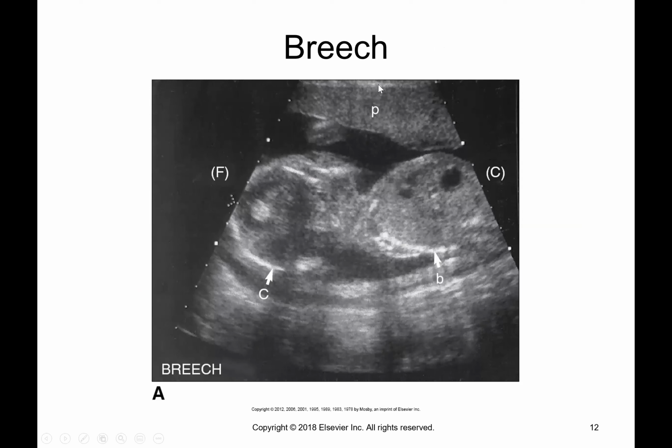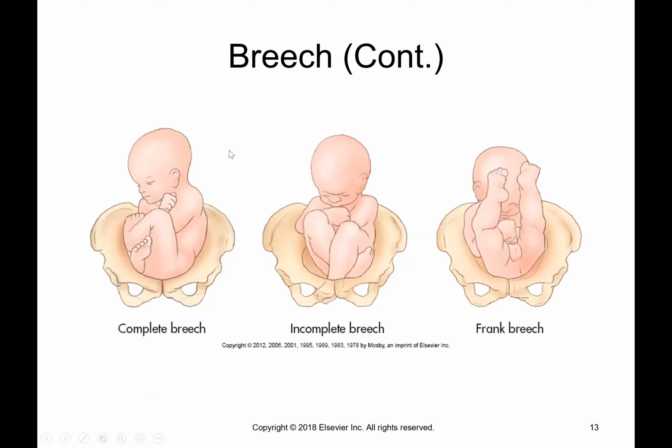So this is a sagittal view of the uterus. So the head is up towards the mom's head. So this baby would be breech. Now they can be so cute. Look how cute. I love this little Frank breech position with their little heads up, their feet up towards their head. Aren't they so cute? But yeah, they can be breech, in different positions of breech.